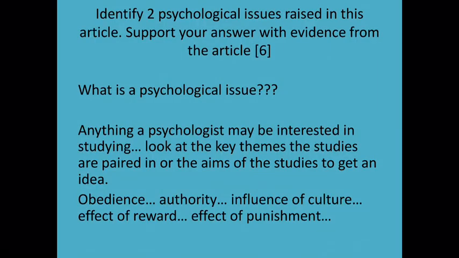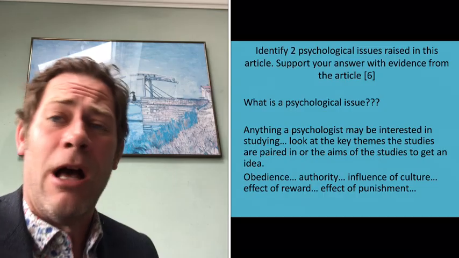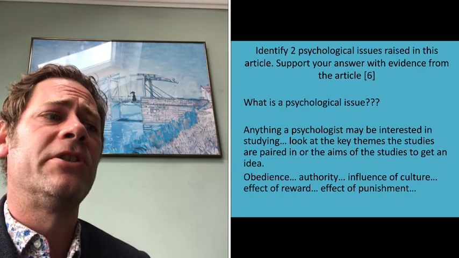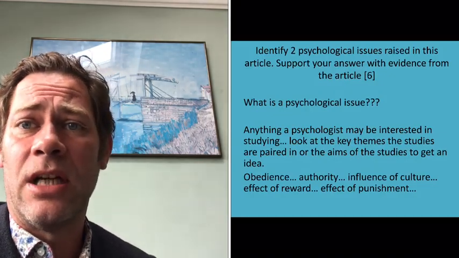Our next question is actually pretty easy, although a bit confusingly asked. As is all too often the case in psychology, the questions are complicated, the answers are obvious, and the question is, in this case, identify 2 psychological issues raised in this article. Support your answer with evidence from the article. And obviously, you're saying to me, what's a psychological issue? It's anything a psychologist may be interested in studying.